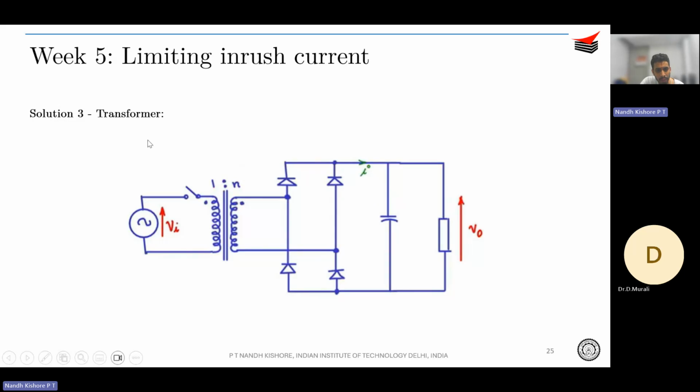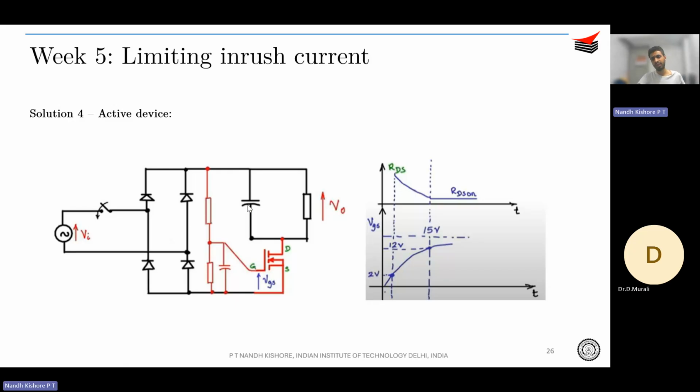And then people came up with an isolation mechanism. There is a peaking current over here. What can I do so that this surge doesn't get transmitted to the output side? That is when people came up with a transformer based solution. Since you have an isolation between the input and the output, obviously the surges over here will not get reflected over here. But what is generally used is basically this active device, which is very widely used or popularly used.